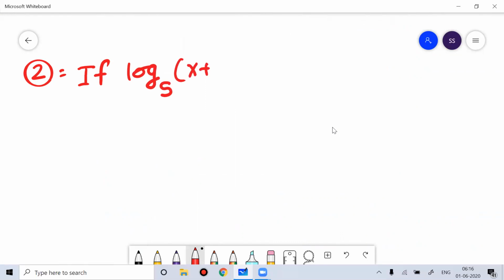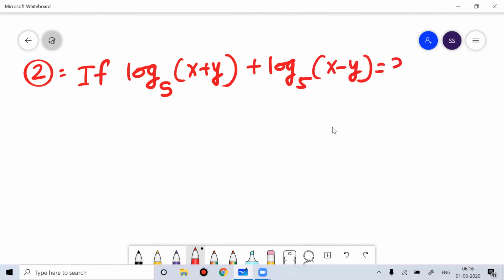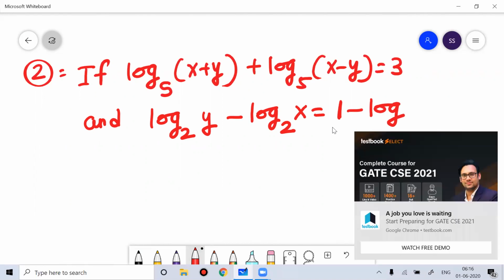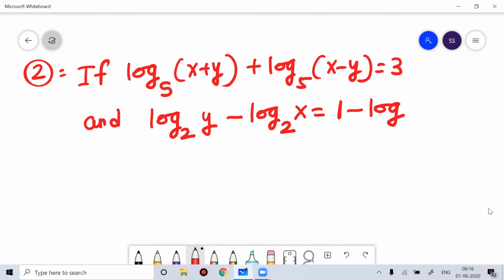Let me write down the problem. The next question is: if log base 5 of (x plus y) plus log base 5 of (x minus y) is equal to 3, and log base 2 y minus log base 2 x is equal to 1 minus log base 2 3, then find x into y. This is again a CAT 2019 question. Again, a very easy question.